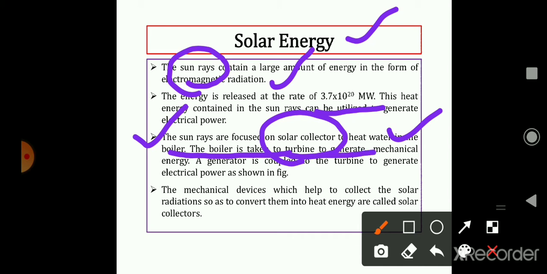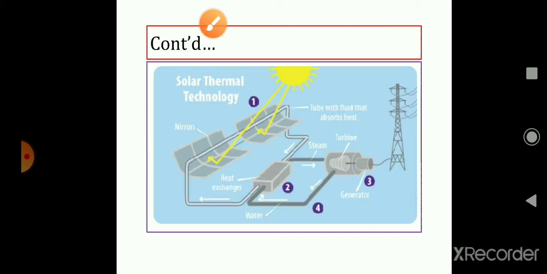So what is the function of the turbine? The turbine converts steam energy into mechanical energy. Generally the turbine is coupled to the generator. The generator generates the electrical energy. That means here the generator converts mechanical energy into electrical energy. The block diagram I am also going to show in the next slide.